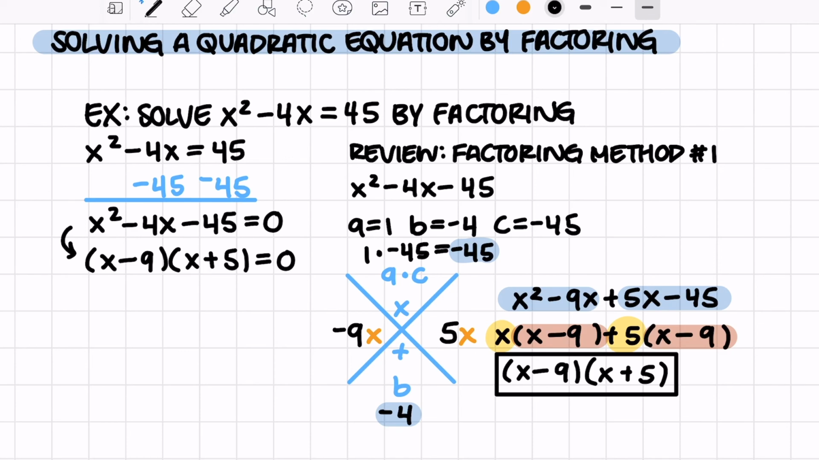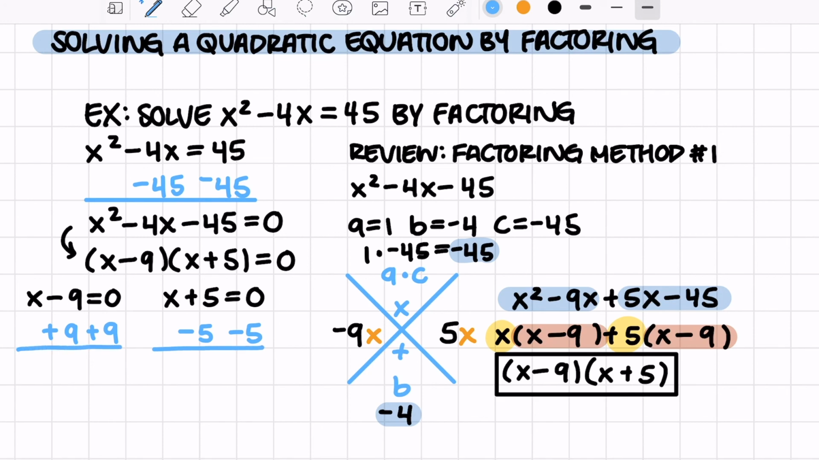From here, I'm just going to split it off into two different equations. We get x minus 9 equals 0, and x plus 5 equals 0. From here, I'm just going to solve for x. So I'm going to add 9 to both sides. On the other side, I'm going to subtract 5 from both sides. When I do that, I'm left with x equaling 9 and x equaling negative 5. And so that would be my final solution. I would get those two answers.